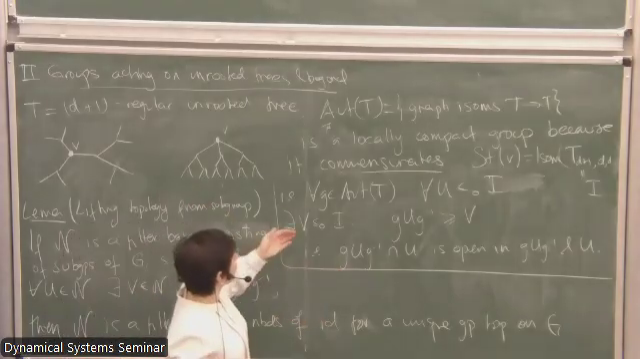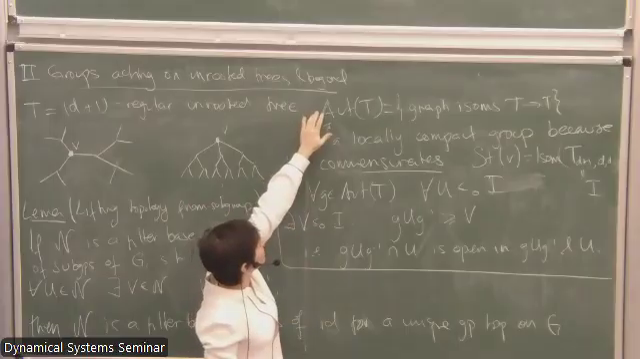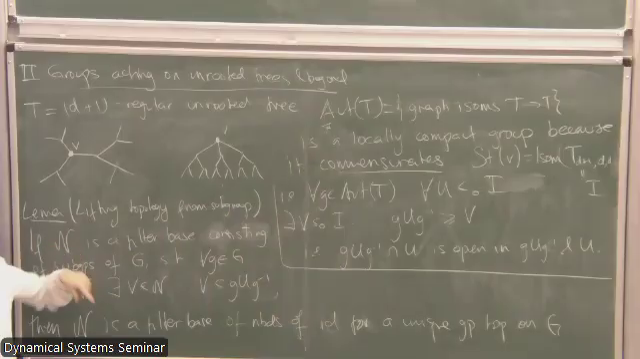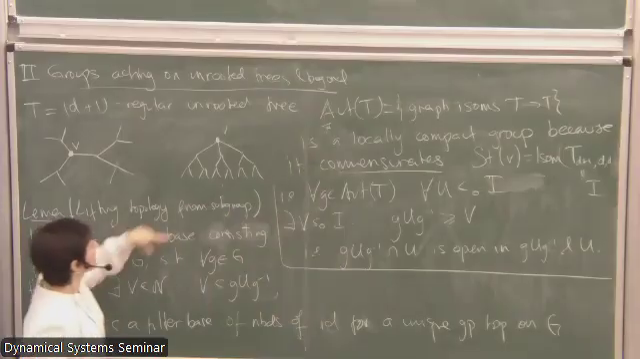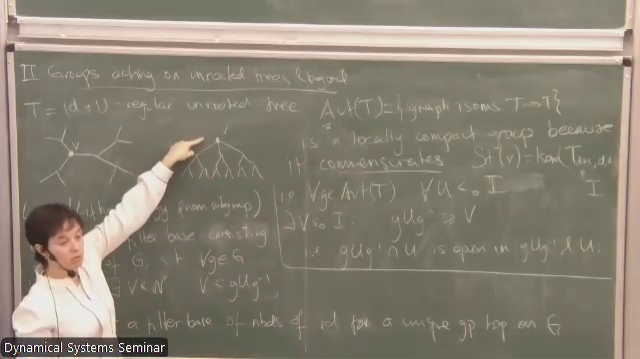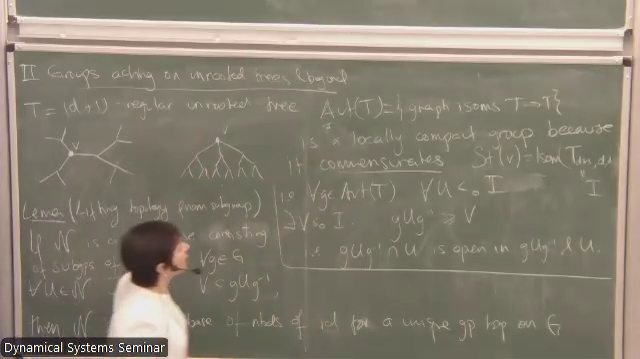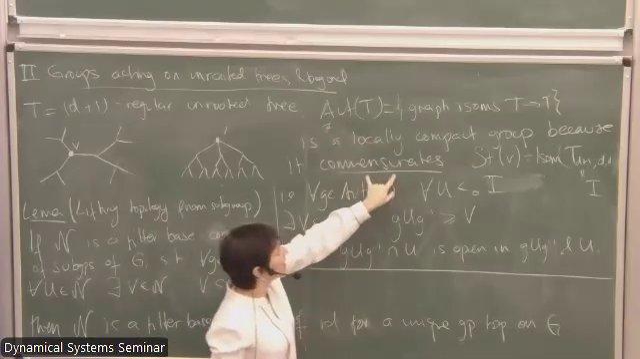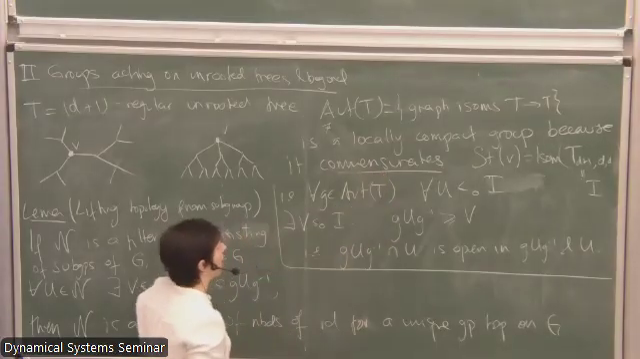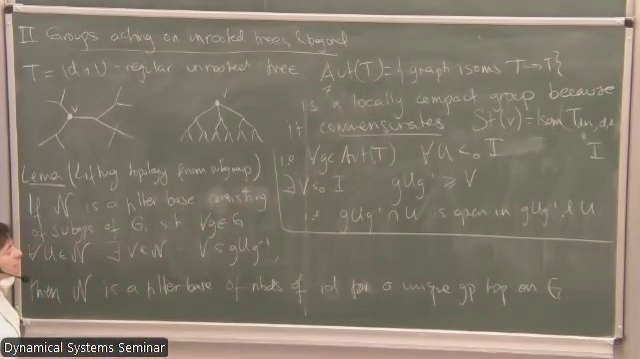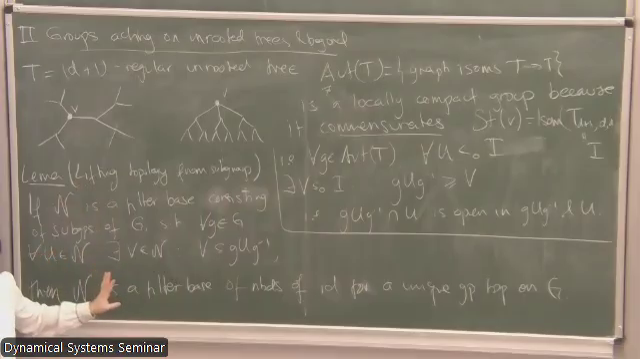So how do I get a nice topology to put on Aut T? Well, I get it from a subgroup where I already know a topology, and the subgroup is I, the stabilizer of this vertex, so the isometries of this rooted tree. And what I need to do is show that the automorphism group of the tree commensurates this subgroup I of isometries, because there is some lemma in general topological groups that says that this is all I need to do.